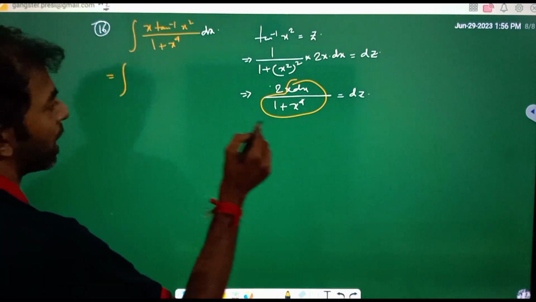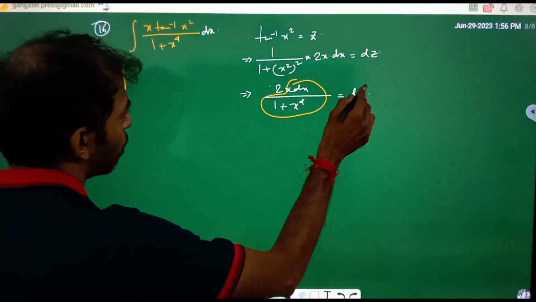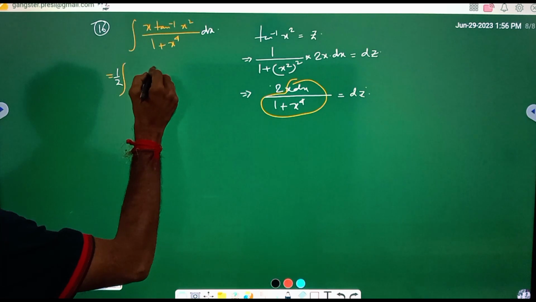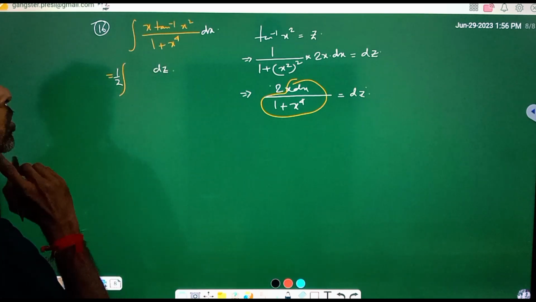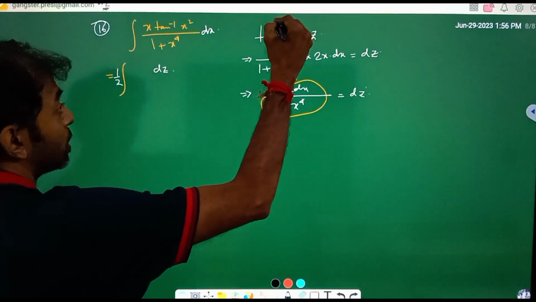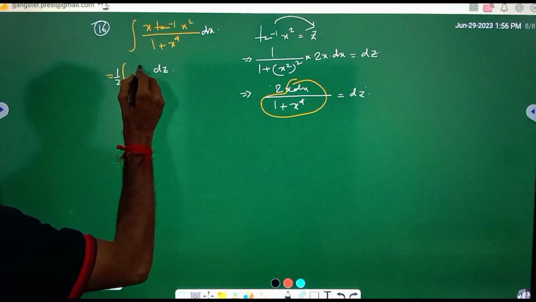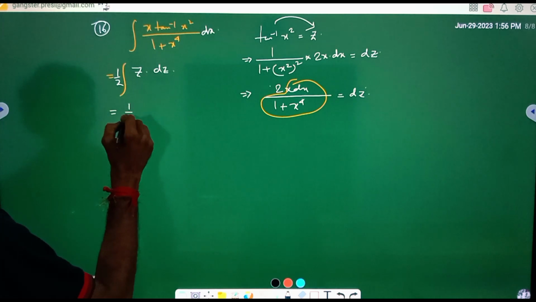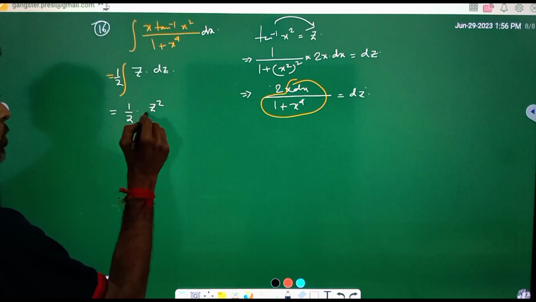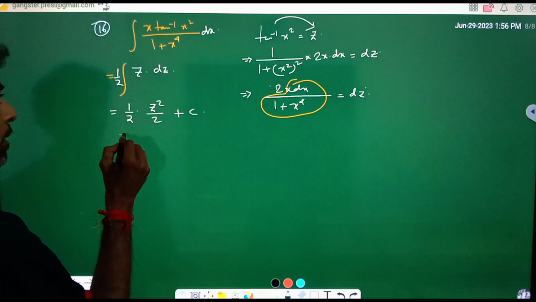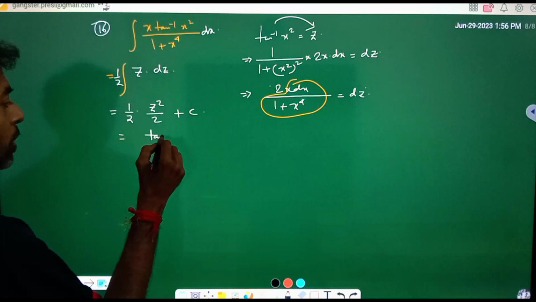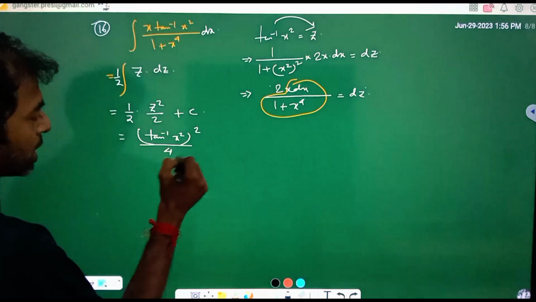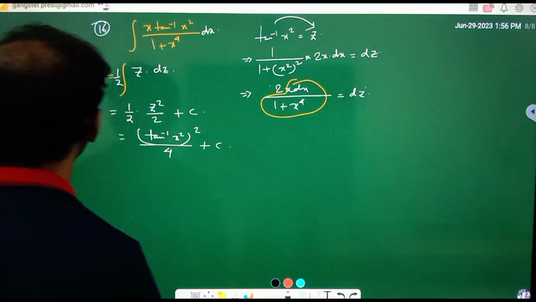Integration of x dx by 1 plus x to the power 4 will be dz by 2. So that is our half into dz, and we have just substituted tan inverse x square as z. So that will be half into z into dz. Okay, so the result will be half into z square by 2 plus c. Now the value of z is tan inverse x square. So that is (tan inverse x square) whole square divided by 4 plus c, where c is our integral constant.